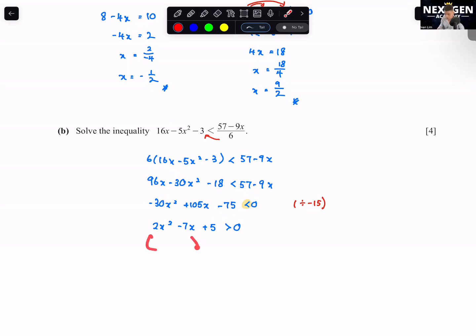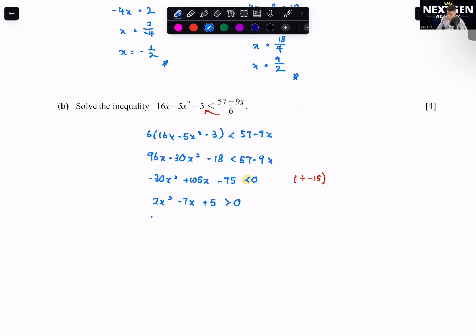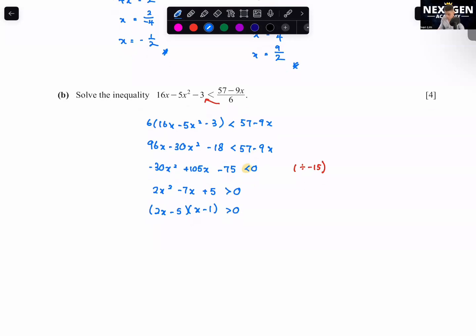So how do you actually present the bracket to factorized form? Always factorize it first and change this to a positive. Try not to do it as a negative when you're doing inequality. So you put your factorized form in the bracket, 2x minus 5, x minus 1 more than 0. If you factorize it without dividing by 15, also can, but just make sure that you put it correctly in the bracket. So here you'll get 5 over 2 and x is equals to 1.